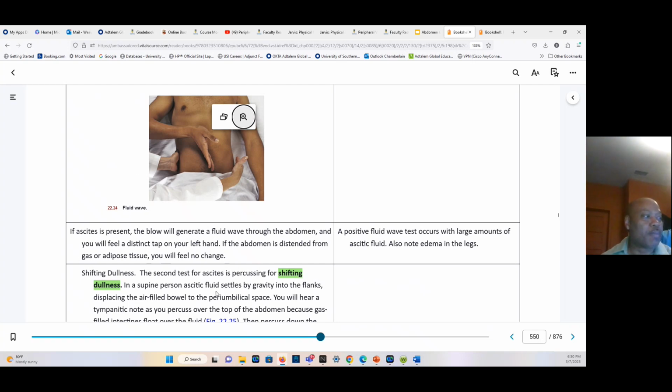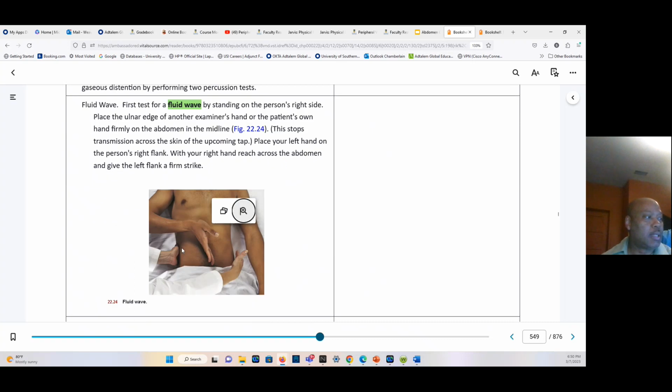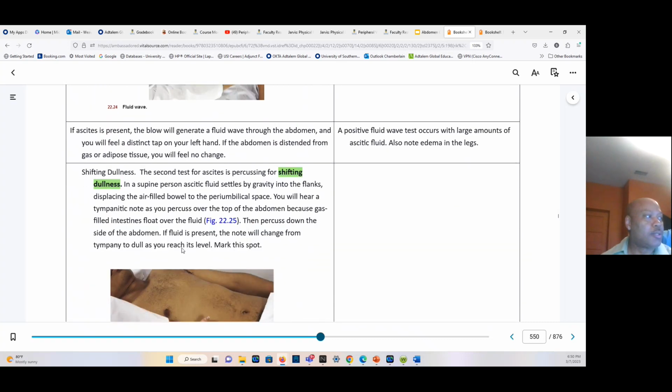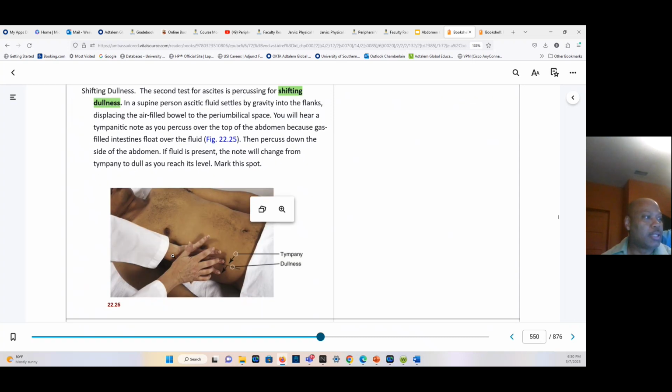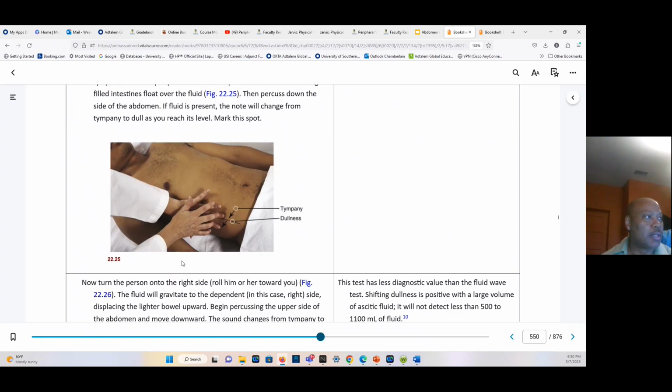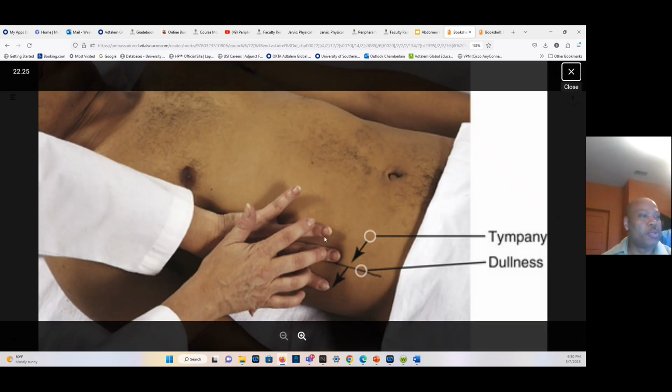If the abdomen is distended from gas or adipose tissue, then there will be no change felt. So again, you're trying to determine if there's fluid in there or if there's just gas. All right. And then there's the shifting dullness test, and this is what this would look like. Again, I don't think you guys are doing this, especially with percussion, we're not really doing that a lot. But that's what that would look like.